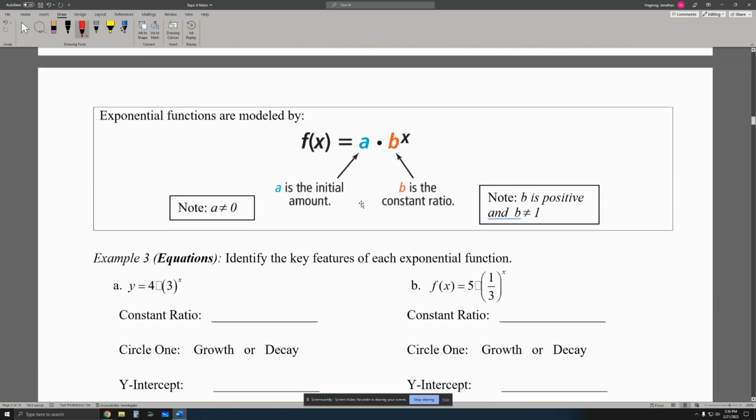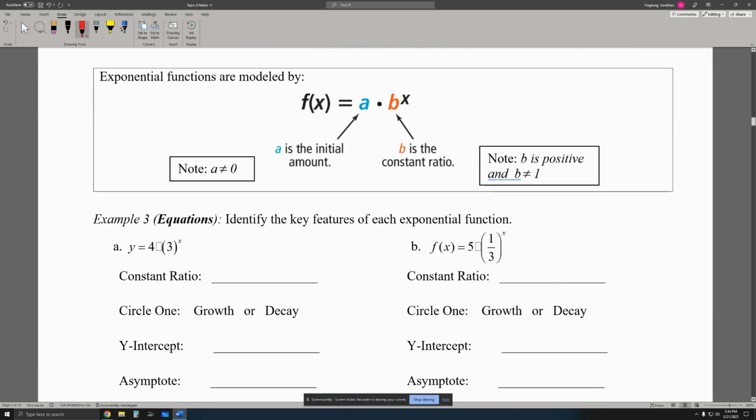All right, let's go ahead and flip the page. So here is our general form for exponential functions: f of x is equal to a times b to the x. Now notice a few things here. A is the initial amount. It is also representing our y-intercept. B is the constant ratio. It's our growth or decay factor. It's telling us how much the function is increasing or decreasing for every successive x.